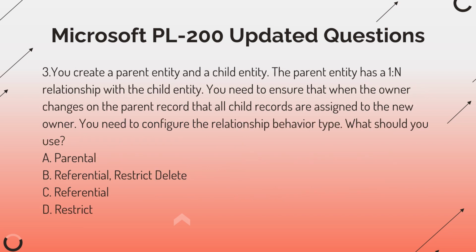3. You create a parent entity and a child entity. The parent entity has a 1:n relationship with the child entity. You need to ensure that when the owner changes on the parent record, all child records are assigned to the new owner. You need to configure the relationship behavior type. What should you use? A. Parental. B. Referential, restrict delete. C. Referential. D. Restrict.